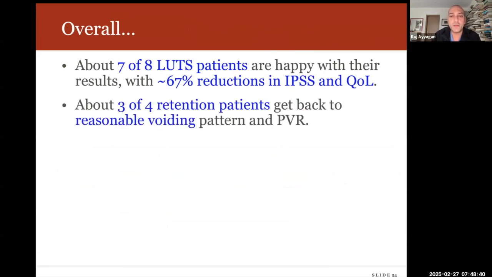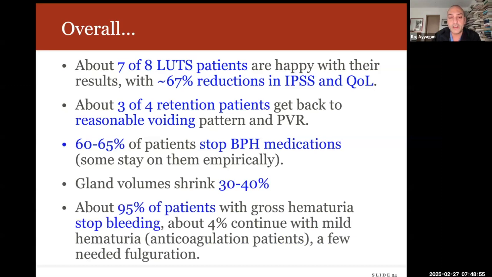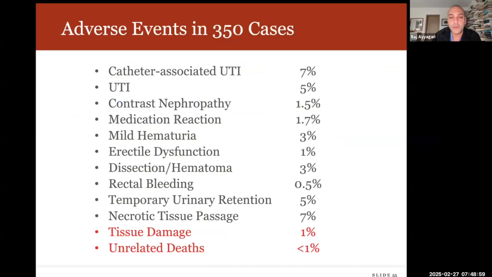Like I said, about 75% of patients are able to get their catheters out when they're in retention and go back to normal urination, or reasonable, I won't say normal urination. About 60% of patients will be able to stop those BPH medications. Gland volume shrinks by about a third, and like I said, 95% or better of patients will do well with bleeding.